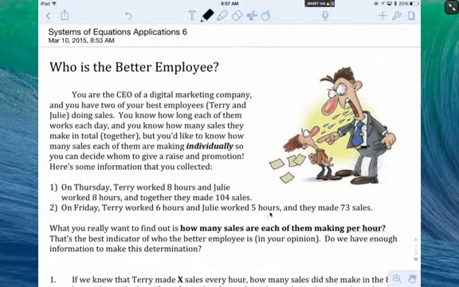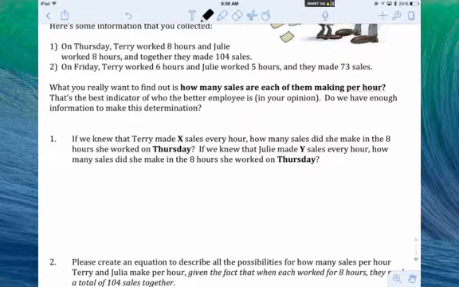And so the question you want to ask yourself is, how many sales are each of them making per hour? And you decide that this is the best indicator of who the better employee is, of course, in your opinion. And so my question is, do we have information to figure out exactly how many sales per hour Terry is making and how many sales per hour Julie is making, knowing only the total number of sales they made and how many hours they worked? So here we go.